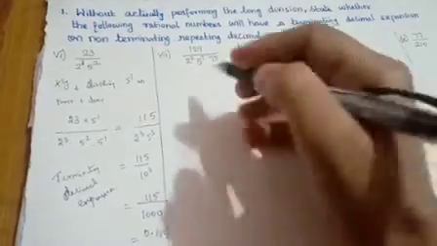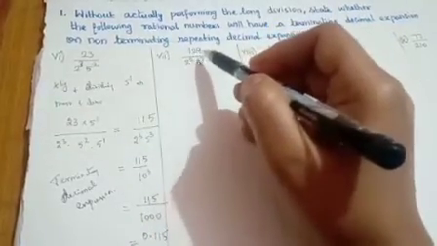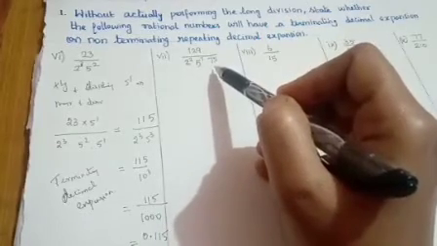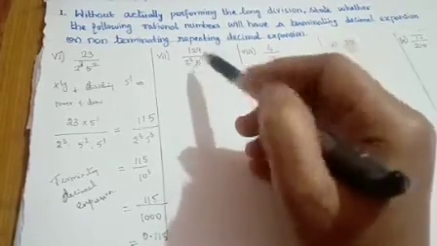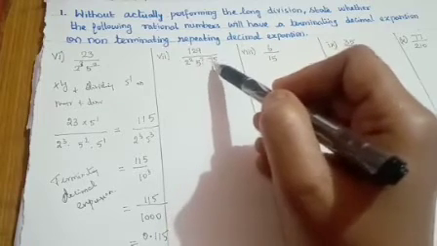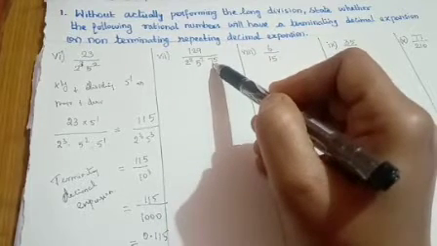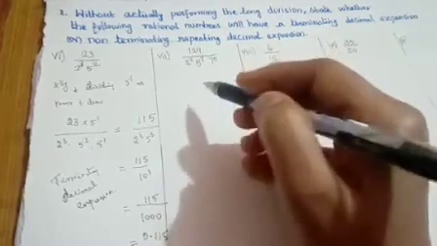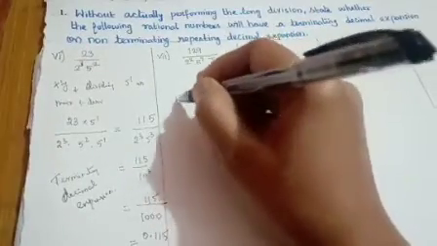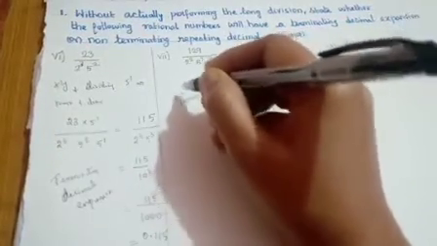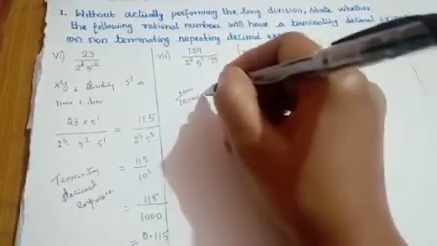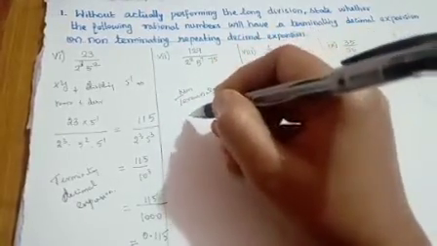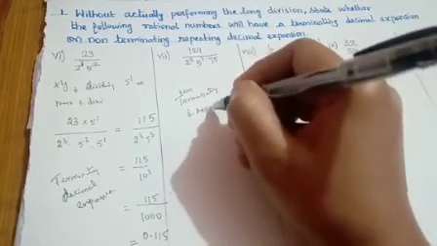The next problem is 129 by 2 power 2, 5 power 7, 7 power 5. Here, if you analyze the denominator, in addition to 2 power 2 and 5 power 7, you are having 7 power 5. Therefore this number will not terminate. This number has a non-terminating repeating decimal expansion.